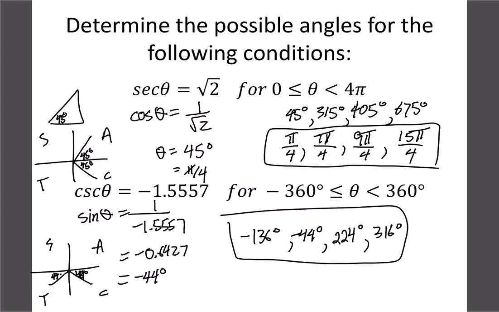So really no difference when you're dealing with cosecant and secant. Just remember to do the 1 over. And other than that, use the CAST rule to figure out your locations. And that's it.